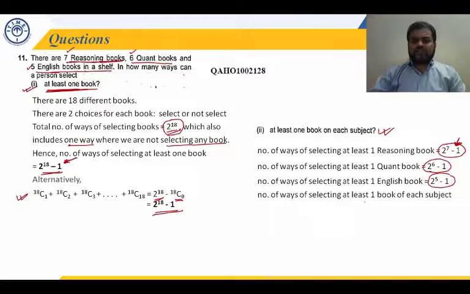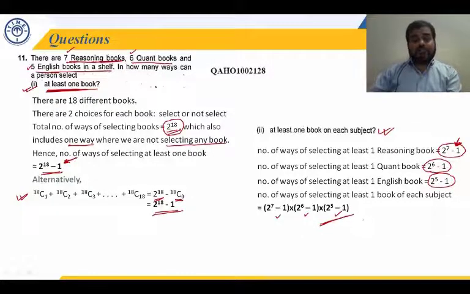So number of ways of selecting at least one book of each subject means we have to select at least one reasoning book, and we have to select at least one quant book, and we have to select at least one English book. So multiplication rule will be applied here. So multiply all the 3 ways and we will get the answer. Okay. This is the answer for the question. Fine. I hope it is clear.